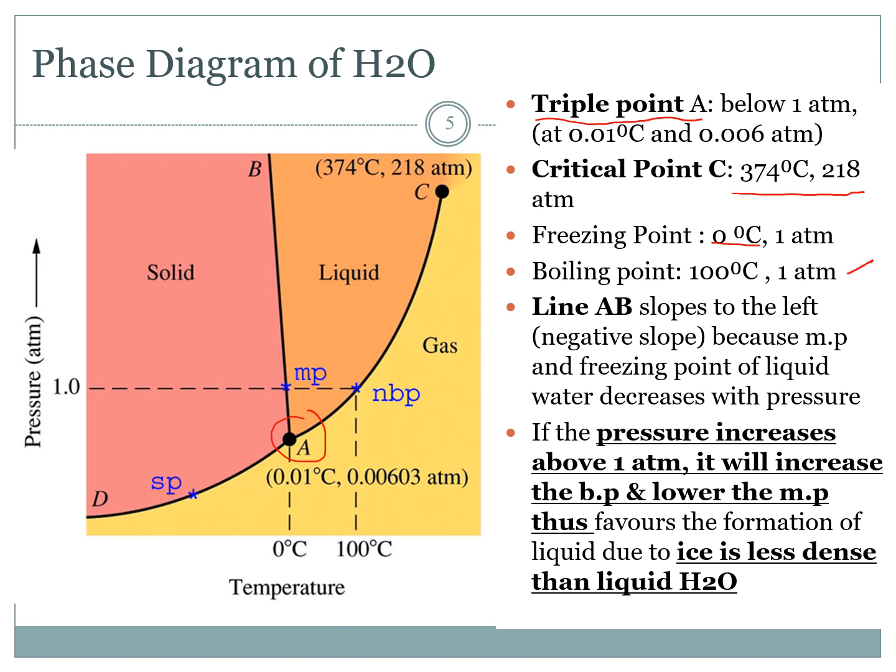The line AB slopes to the left because the melting point and freezing point of liquid water decrease with pressure. An increase in pressure favors the formation of liquid, that is, the melting point is decreased by raising the pressure. Water behaves this way as ice is less dense than liquid water.